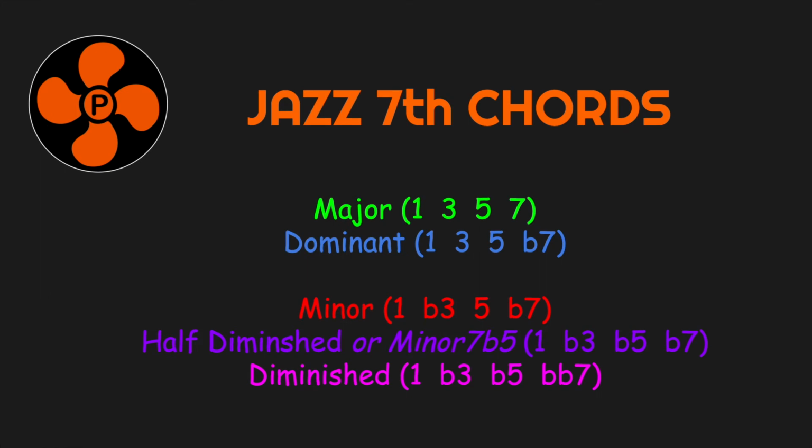There are many types of 7th chords that exist in jazz. Of them, the 5 most common are listed right here. Major 7, dominant 7, minor 7, half diminished, also known as minor 7 flat 5, and diminished 7th chords.